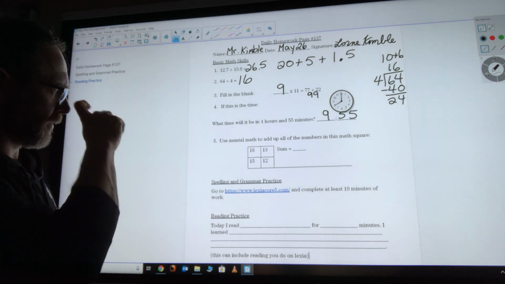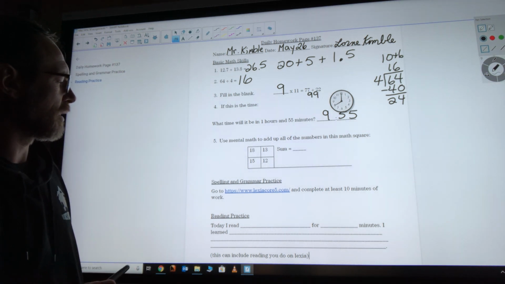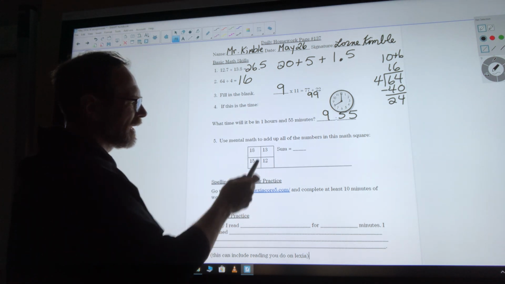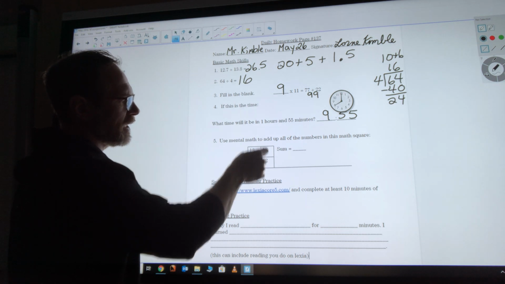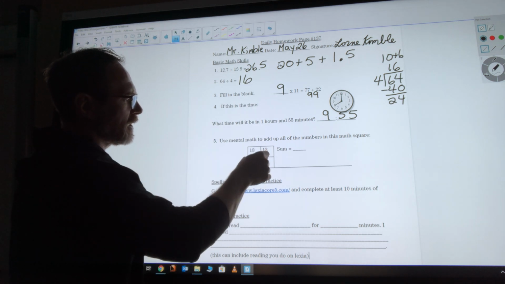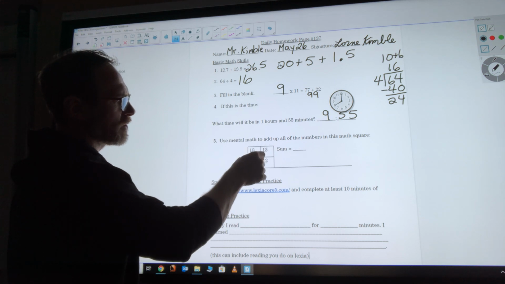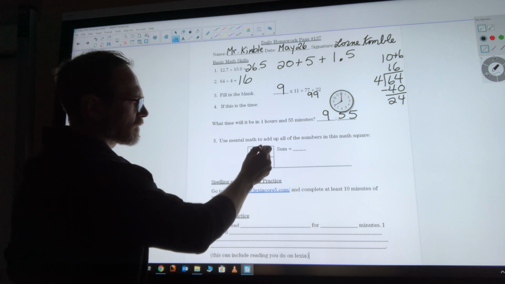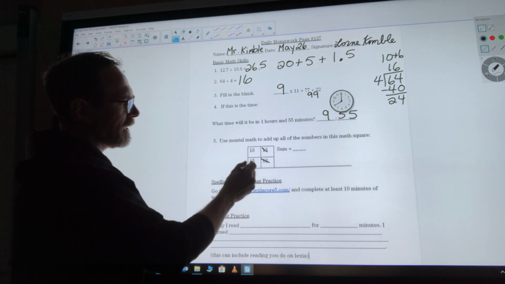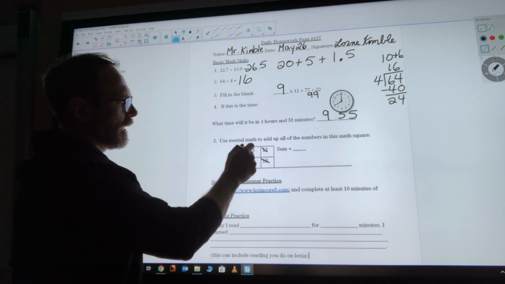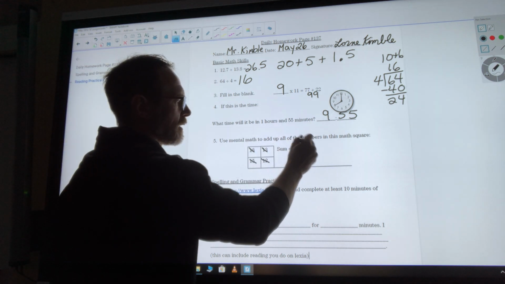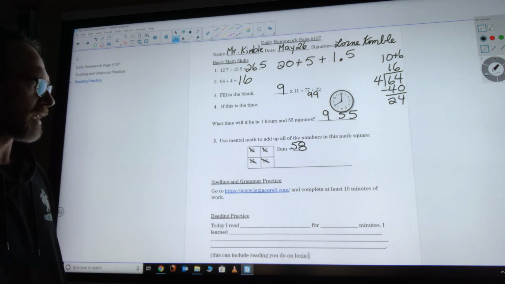Last question, I'm asking you to add up this math square. So I have 18, 13, 15, 12. What I would do is start off looking at this 13 and 12, because 10 and 10 is 20, and 3 and 2 is 5, so that's 25. Then I'm going to look at this 15 next. Add 15: I know 5 more onto 25 would be 30, and 10 more would get me to 40. And then 40 plus 10 would be 50, and another 8 would be 58. There would be my sum.